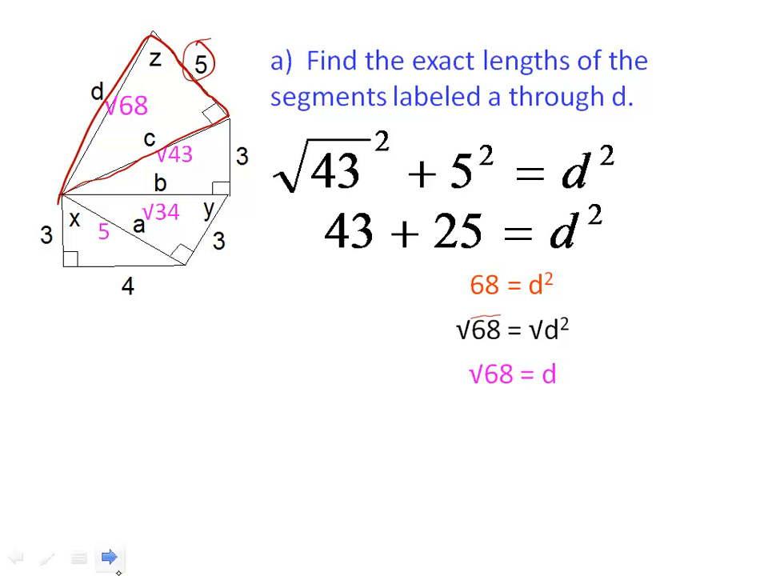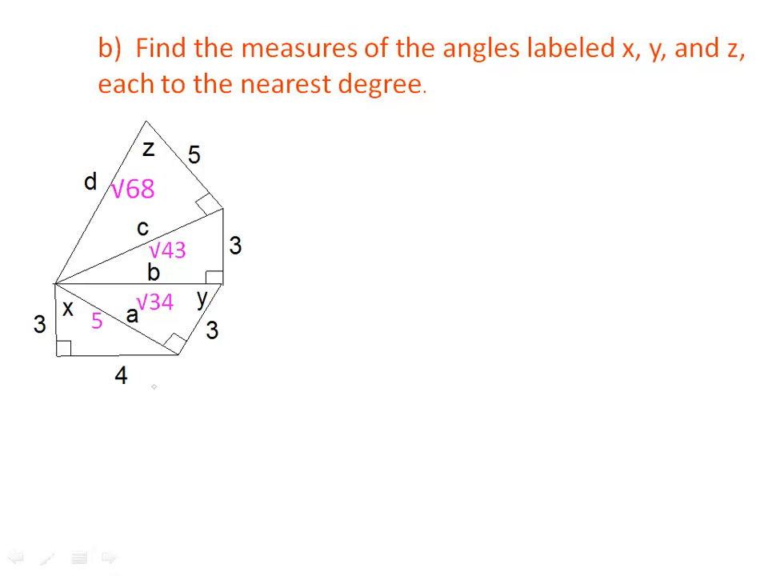Alright. Now we're asked to find some angle measures. So let's take a look at that. We're asked to find x, y, and z. And we happen to have all 3 side lengths for all of these triangles that these angles are in. And so as a result, we could use inverse SOHCAHTOA functions, these ratios, either with tangent or sine or cosine. And I'm choosing to use tangent here.